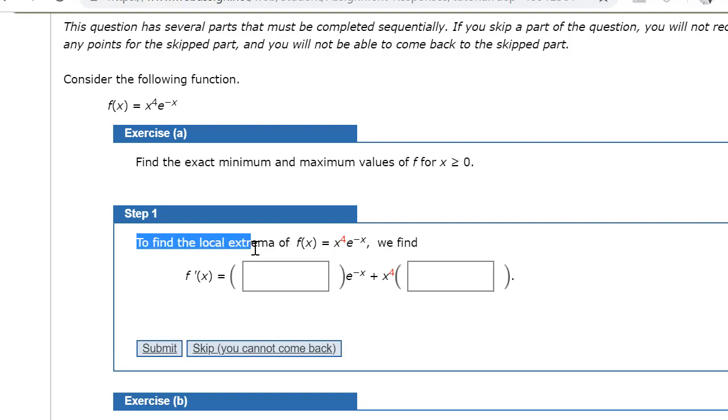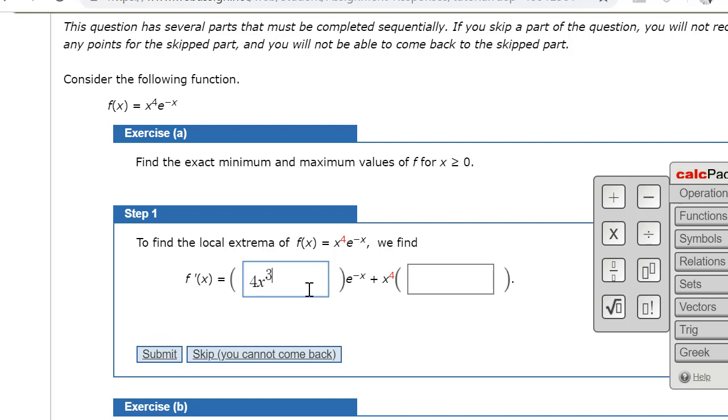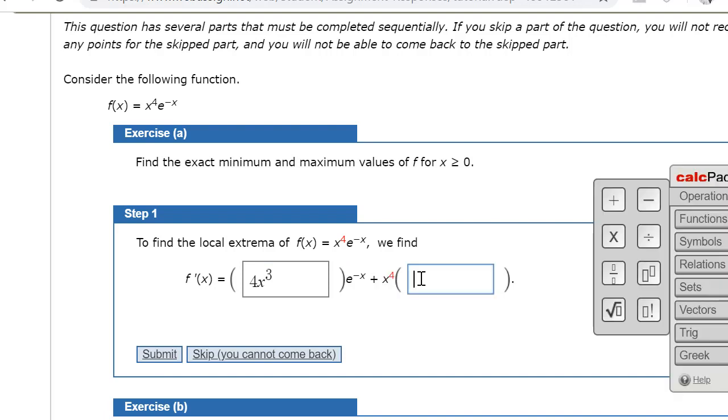So to find the local max and mins, we need to take the derivative, and so we take the derivative of the first times the second. So the derivative of the first, x to the fourth, is going to be 4x to the third times the second, plus the first times the derivative of the second. So the derivative of e to the negative x is negative e to the negative x.